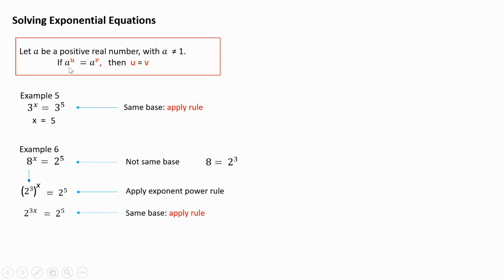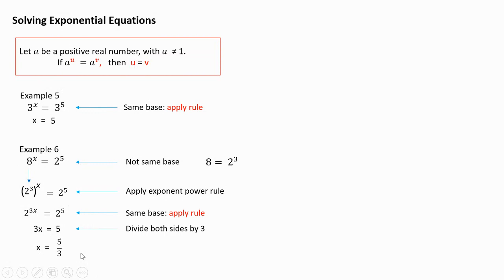So when you have the same base, like a to the u equals a to the v, then the exponents must equal to each other. So then 3x equals 5. And now we solve the basic one variable equation. We divide both sides by 3. So x equals 5 over 3.